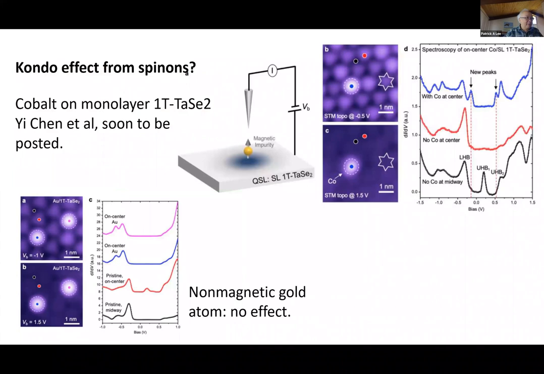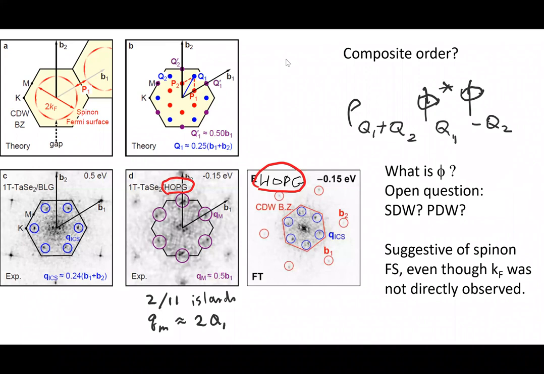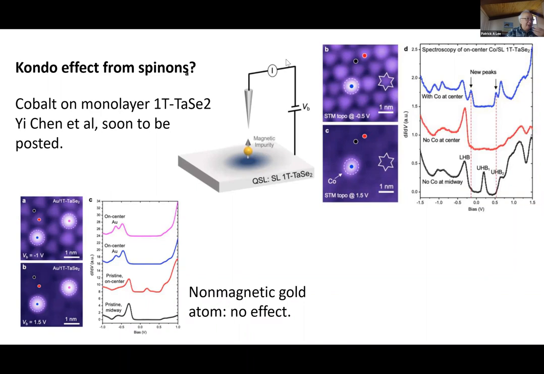So another thing I want to mention, since I'm running out of time, is that there's another story associated with this, which is the question of whether you can see the Kondo effect with spinons. Again, this is something exotic. Imagine that we have a spinon Fermi surface. If I put a magnetic impurity on top of it, coupled to it, would I have a Kondo effect? The experimentalists actually did this experiment.